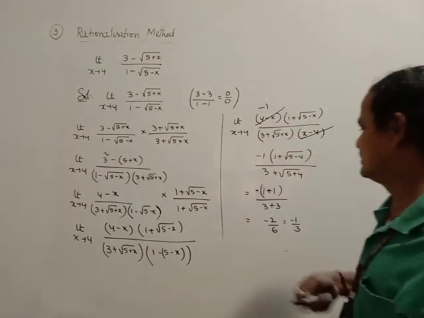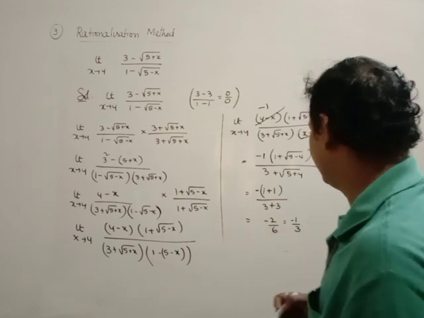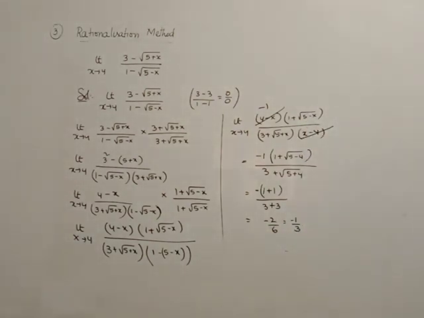Directly go for the substitution. You can get the answer of minus 1 by 3. This is the third method of substitution method. This is the third substitution method.